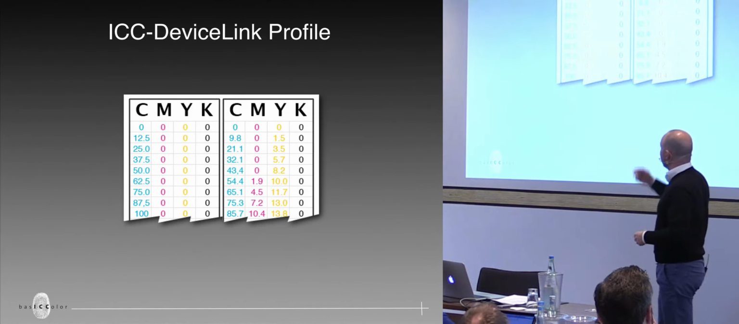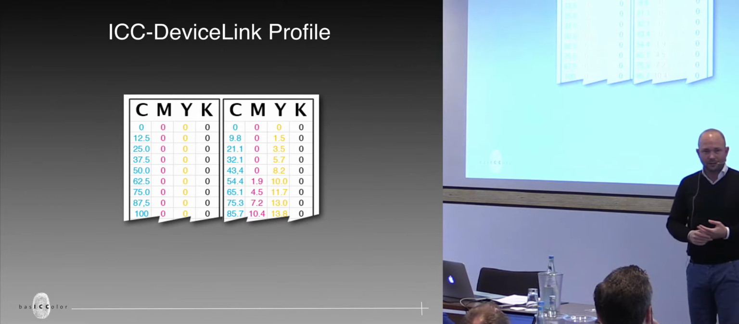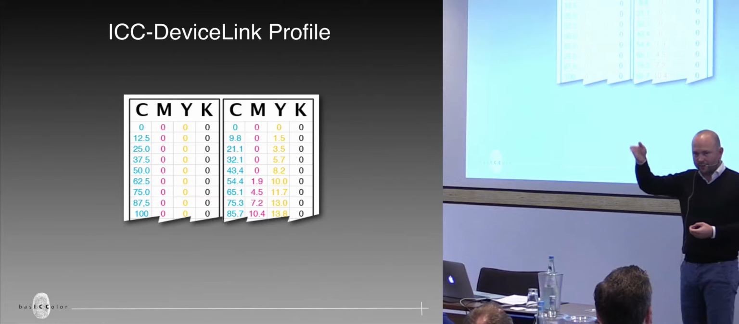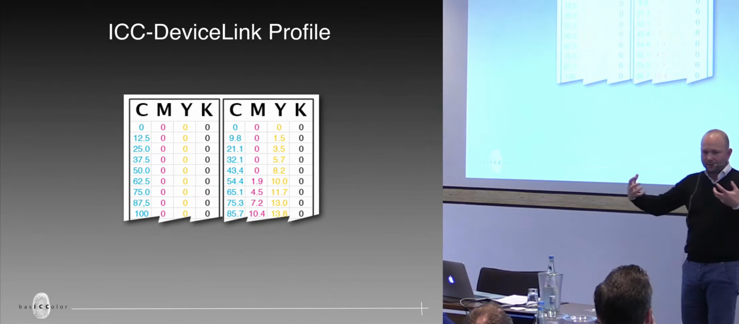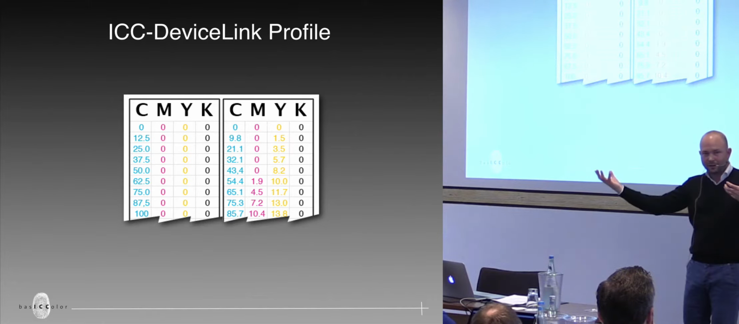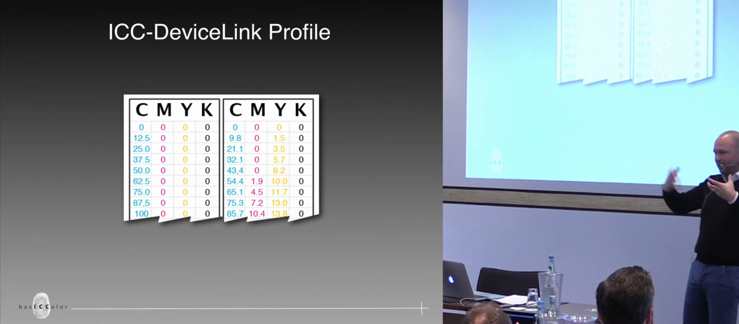And that's the way a DeviceLink looks like. The PCS, the so-called profile connection space, is cut out, and the two tables are connected. CMYK to CMYK, or RGB to CMYK, or RGB multicolor, or CMYK multicolor.